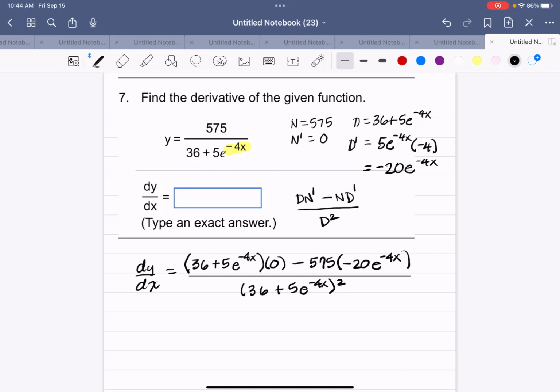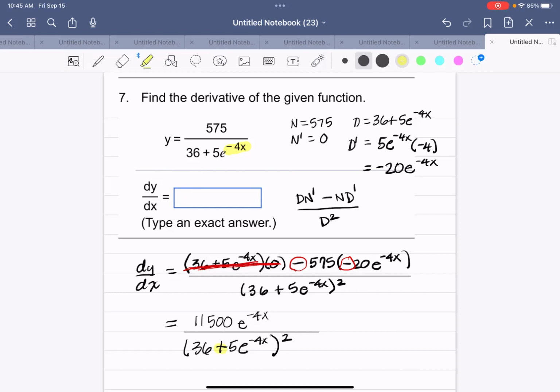Since this is going to be a 0, that's going to cancel to 0. Then I'm going to have a negative times a negative, so that's going to be a positive. 575 times 20 is 11,500 times e to the negative 4x. All of that is over 36 plus 5e to the negative 4x quantity squared.